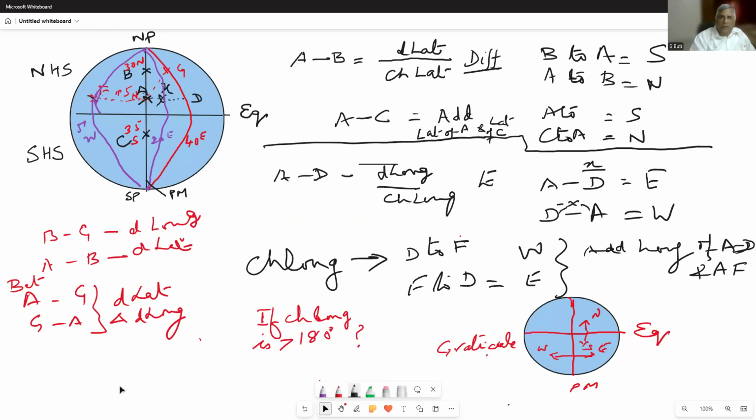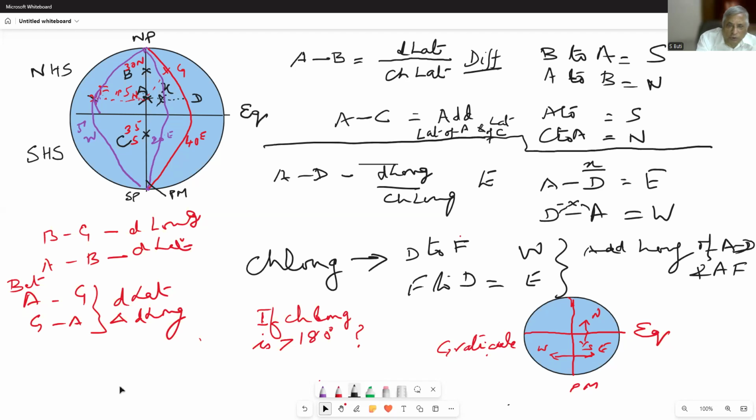And today's topic is shape of the earth and various numericals connected with the change of latitude, longitude, etc.